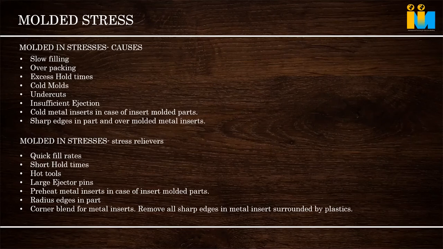Semi-crystalline, as I told you, likes to be overpacked because it has to come to that bundled shape. When we overpack, it comes to its proper shape. So they like that, but amorphous doesn't like that. That's why you see amorphous plastics are more prone to stress cracking.